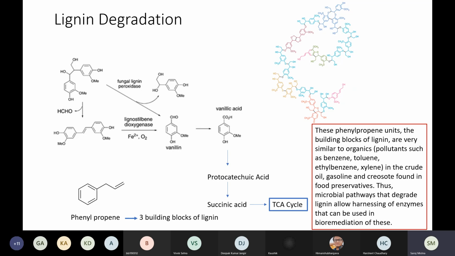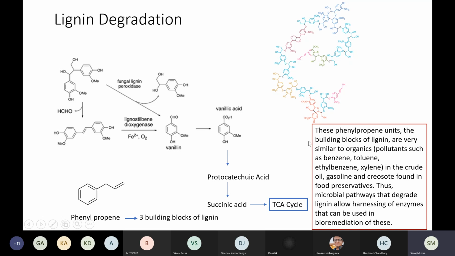Okay, so you fixed up the atmospheric carbon dioxide as a polymer, either a carbohydrate-based polymer or a phenylpropene-based polymer. Then through microbial activities, these are broken down, assimilated into the major pathways like the TCA cycle and the glycolytic pathway, and then completely oxidized into carbon dioxide and water.